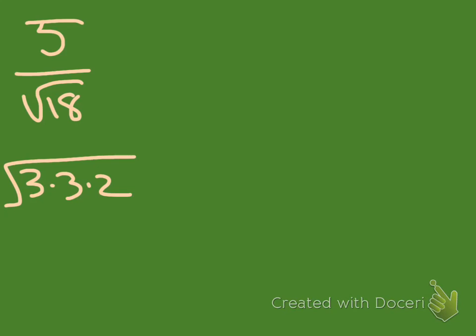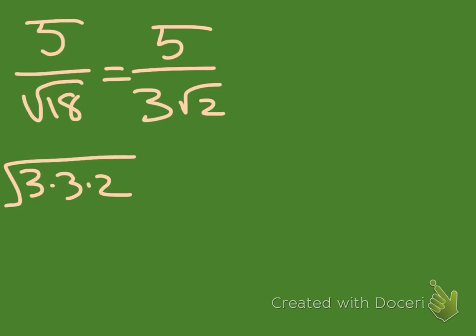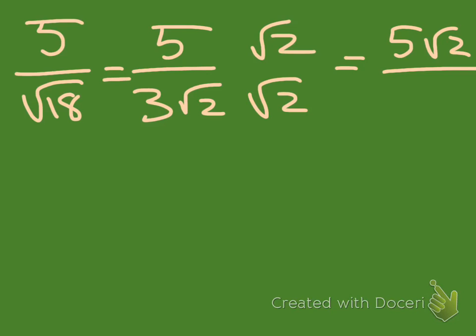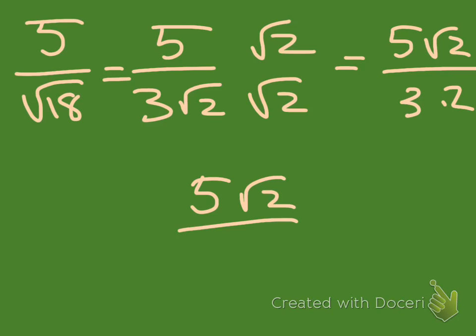You can take out a 3. So this will be 5 over 3 square root 2. These are the same thing, this just looks different. Now, what is my irrational number that we have to get off the bottom? The 2. So I have to just multiply by the square root of 2. Then up top you'll have the 5 square root 2, and then a 3 underneath, with that 2 there, and that will multiply to be 6. So we'll have 5 square root 2 over 6.